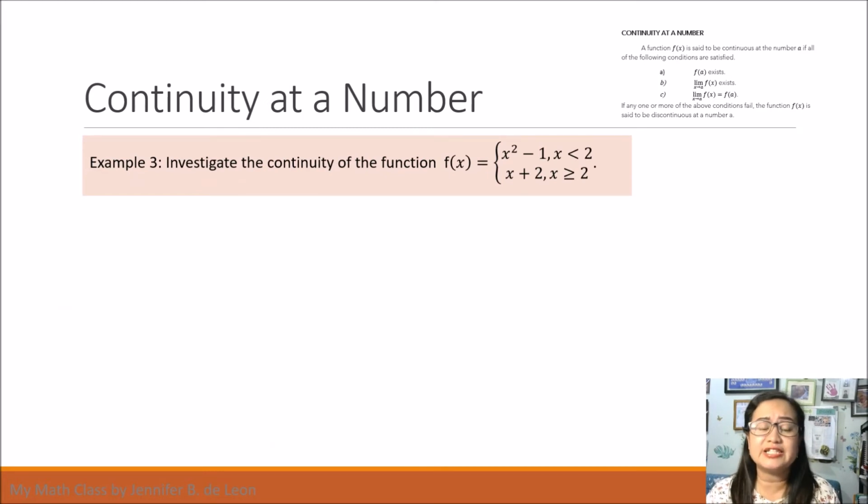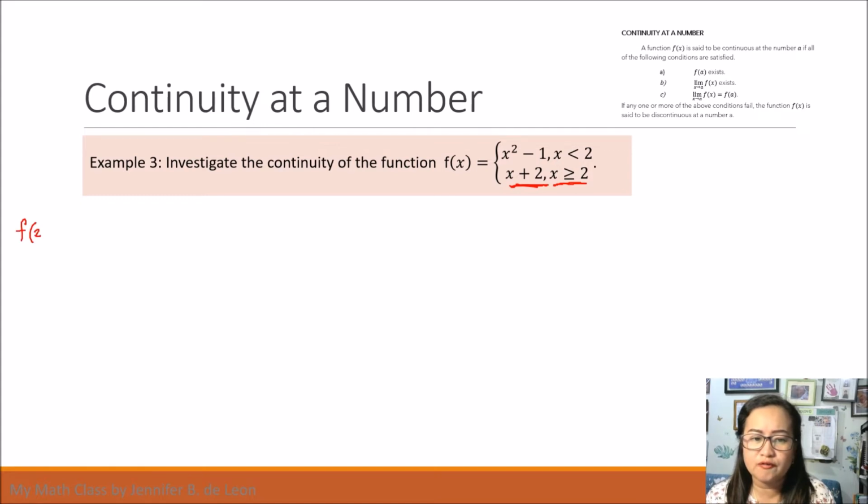Now let's take a look at example number 3. Investigate the continuity of the function f of x, which is defined by the two functions: x squared minus 1 where x is less than 2, and x plus 2 where x is greater than or equal to 2. Again, we use the three-step test. So we determine whether f of a exists. Since we will evaluate the given function at x equals 2, we will use this function since at this function we can get a condition that x equals 2.